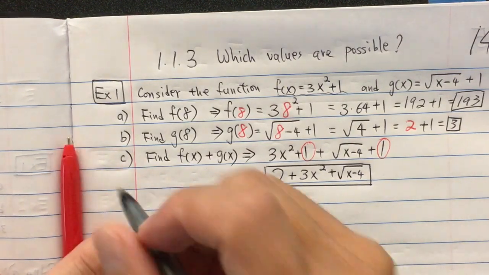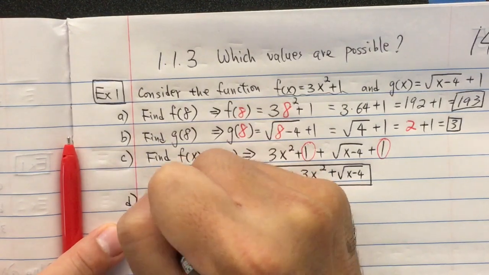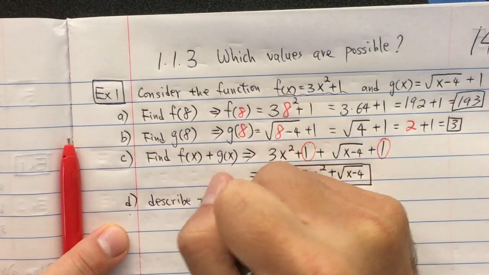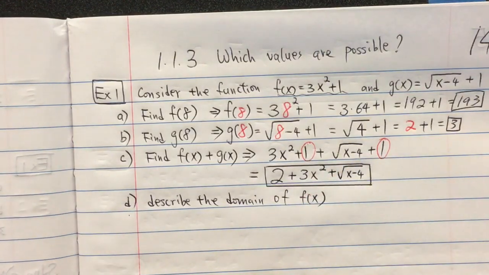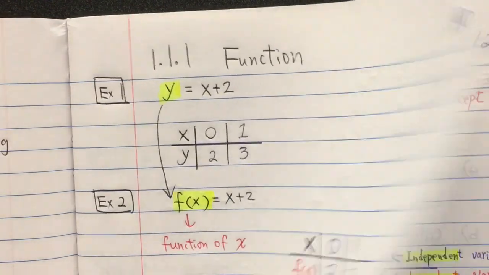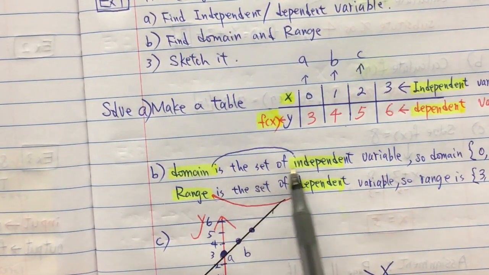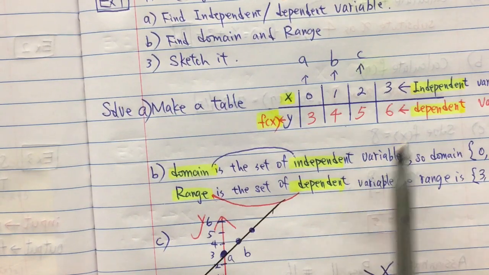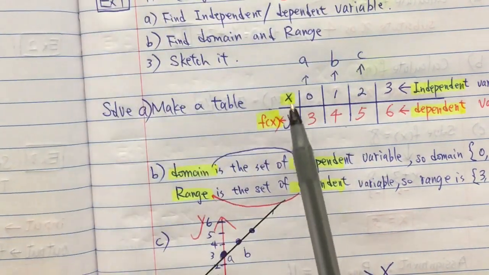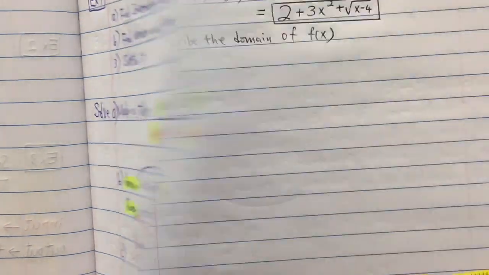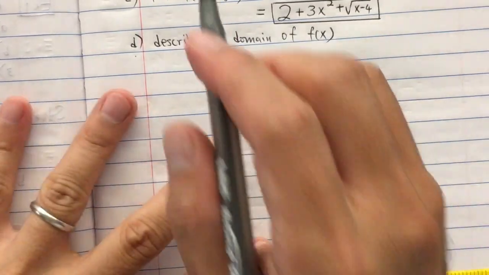Okay. And now let's see question D. Describe the domain of f of x. Oh, do you remember domain? What's domain? See previous page. Domain means the set of independent variable. What is independent variable? That would be x. So now, what's the value of x for f of x? Oh, it's everything, right? It's everything.